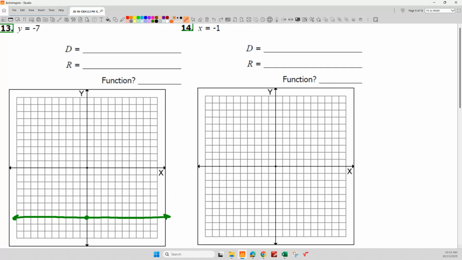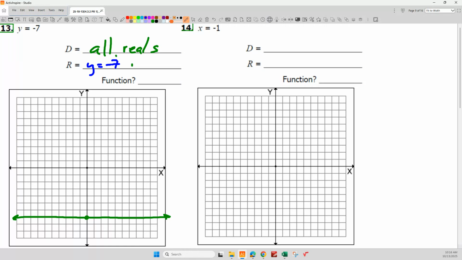Okay, so what's the domain of this function? All reals, right? What's the range of this function? -7, that's it, right? How could I write that as an interval? I mean, really, it's just going to look like parentheses -7, comma, -7, right?